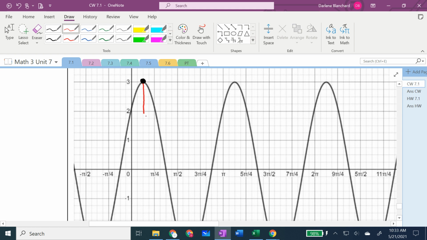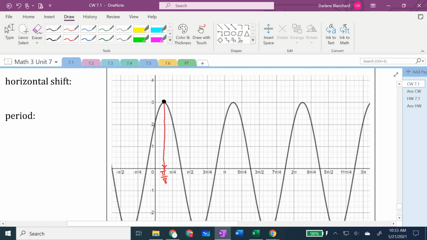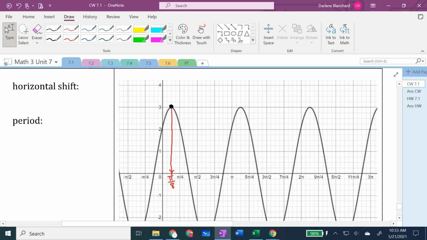So let's take a look at what number that is at. That's at half of pi over 4. So I am beginning a cycle of cosine at pi over 8. That's actually telling me my horizontal shift. And the horizontal shift is pi over 8, or maybe you want to say right pi over 8, but that is my horizontal shift.